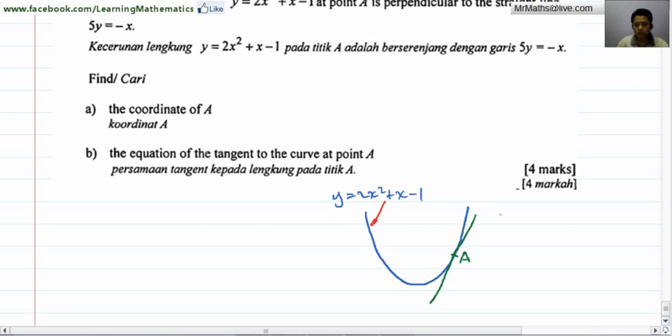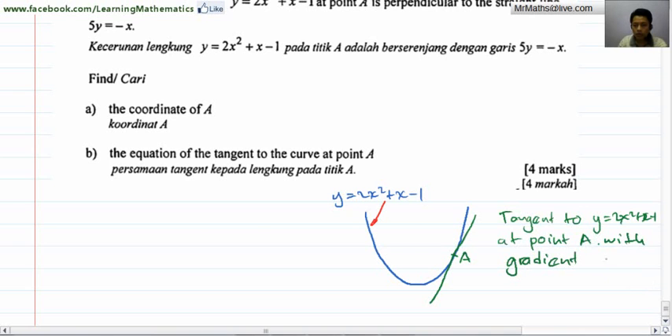And this is the tangent to y equal to 2x squared plus x minus 1 at point A. We just write there with gradient. With the gradient not known yet, we call it gradient M1. Okay, that's the reason for that.